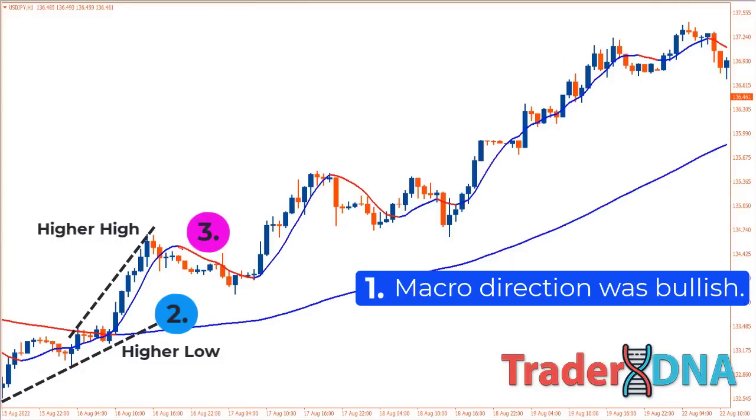Number 3. This pullback down was orderly. This characteristic usually bodes well for pullback trades.